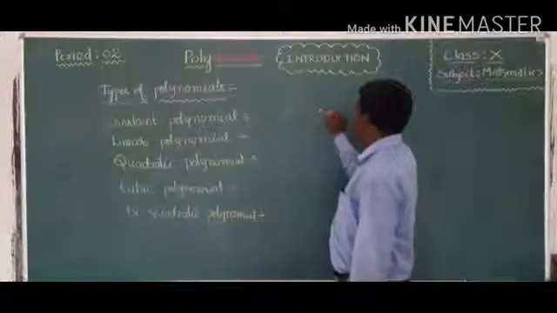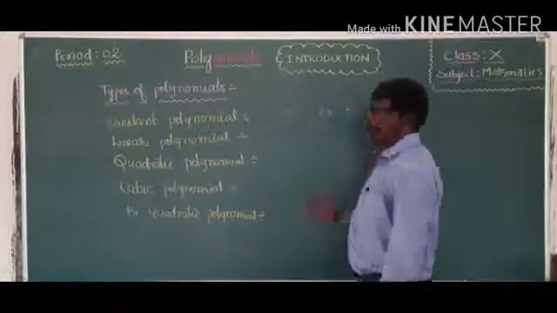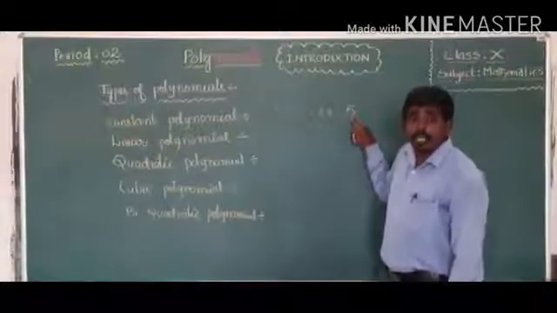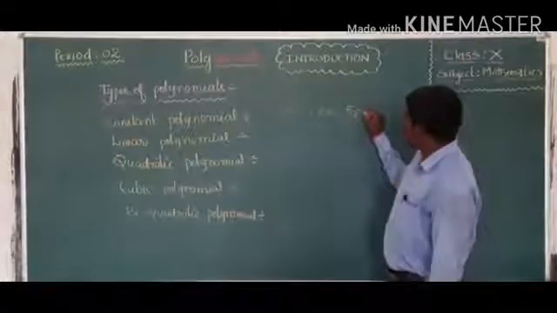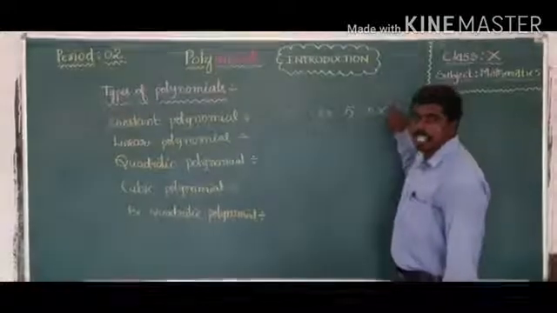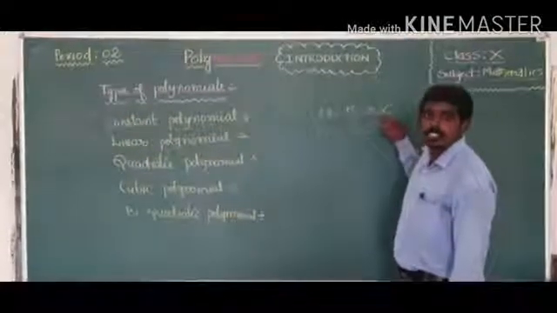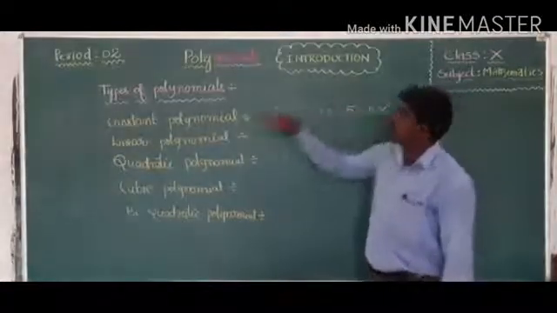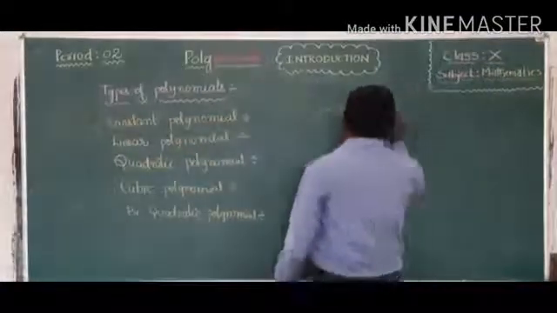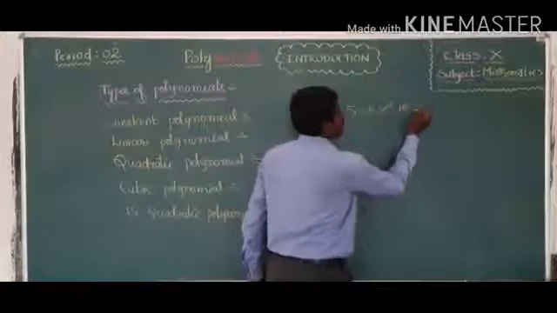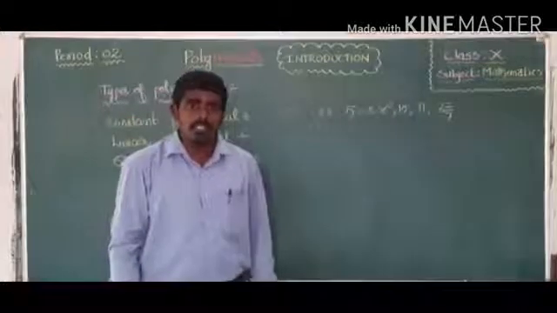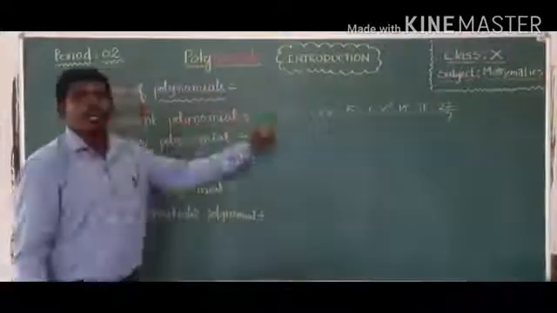One example I will give you: 5. The degree of the polynomial 5 is 0. It can be written as 5 into x to the power of 0. X to the power of 0 is 1, so 5 into 1 is equal to 5. So the degree of this polynomial is 0, and it is called a constant polynomial. We can give many examples: 5, 15, 22 by 7. All the constant numbers, all the real numbers, are constant polynomials only.